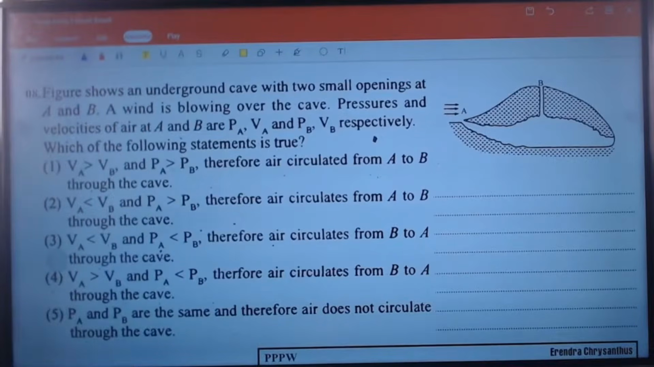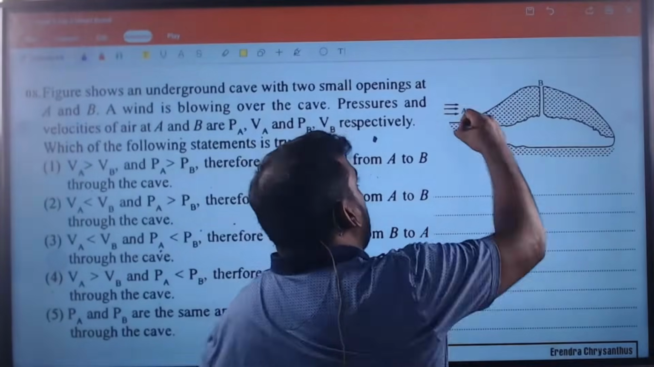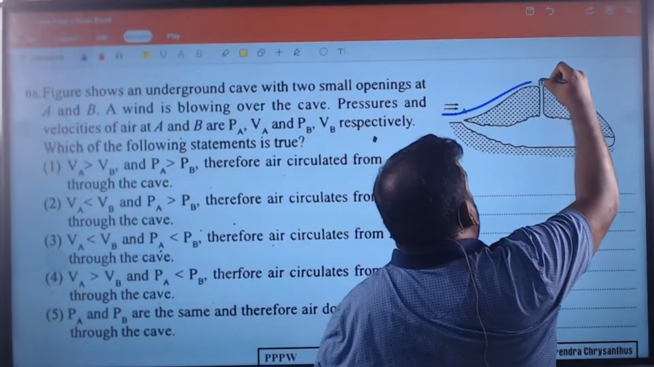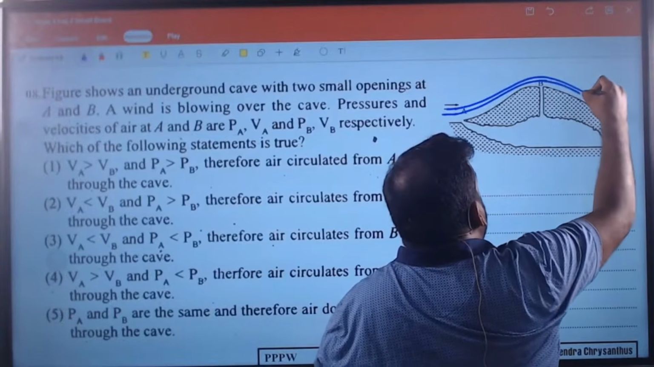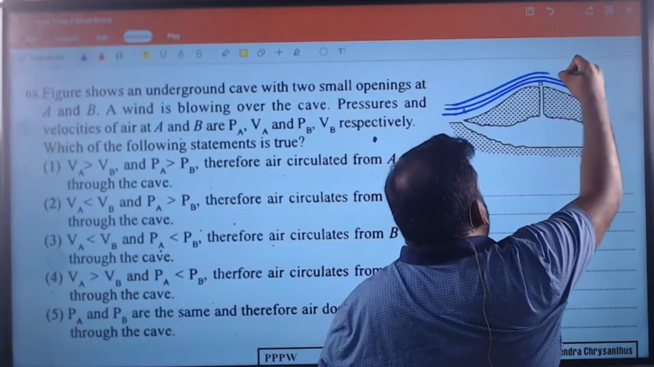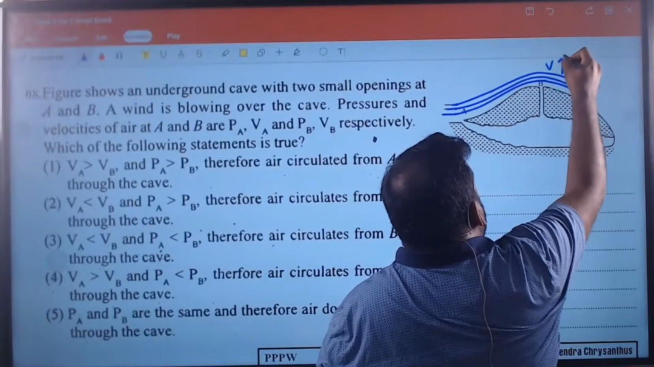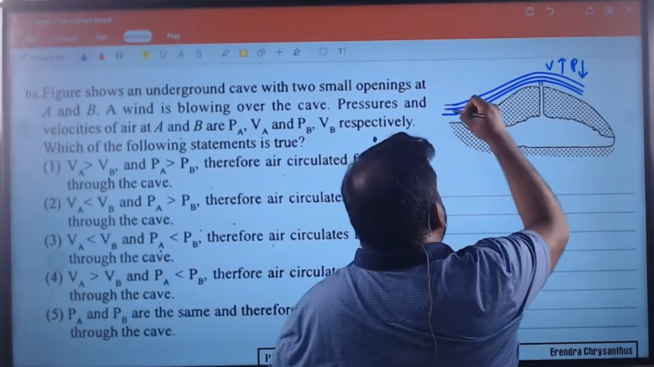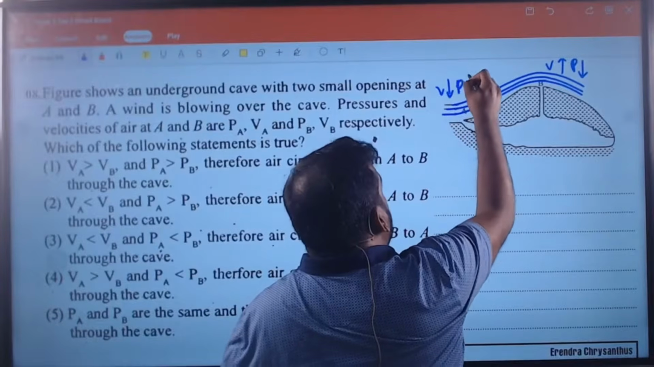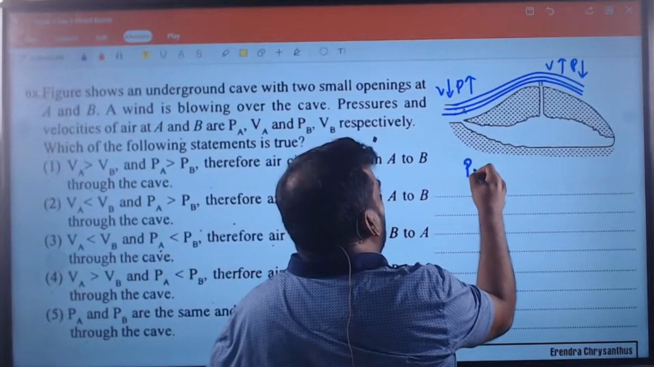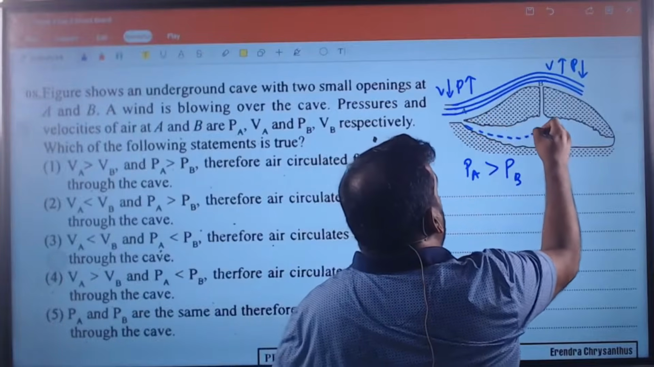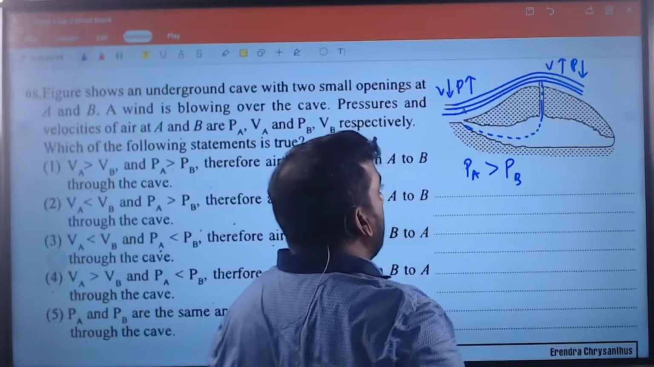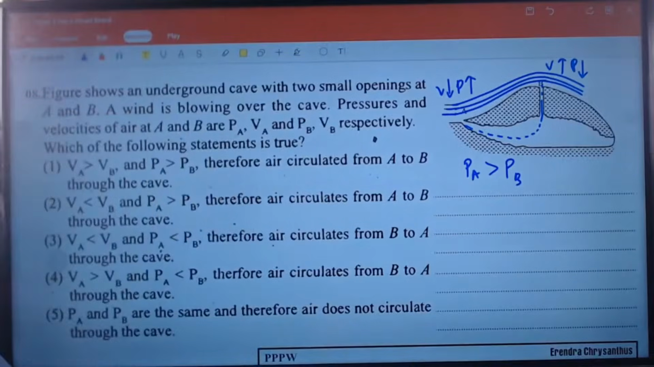Figure shows an underground cave, two small openings, A and B. What can you say when the streamlines get closer at the top? When they get closer at the top, speed will increase. Speed increases, pressure reduces. Here speed is less, pressure is large. So pressure at A is larger than pressure at B. So air will travel from A to B through the burrow.